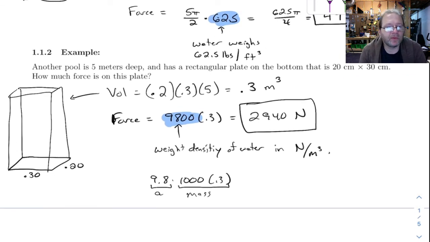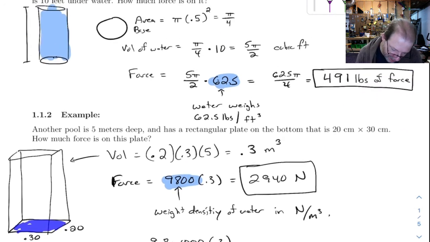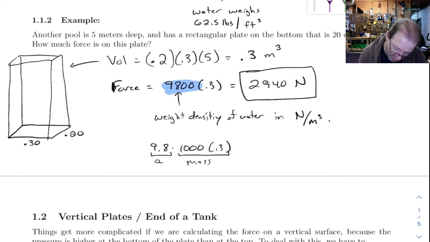Okay, now these problems were relatively easy because the plates that we looked at on both of them are at the same depth. Every part of the plate is at the same depth. They're both on the bottom of these pools. It's going to get more complicated in the ones that we do in the next video, where we have vertical plates or the end of a tank. So we'll start that in the next video.